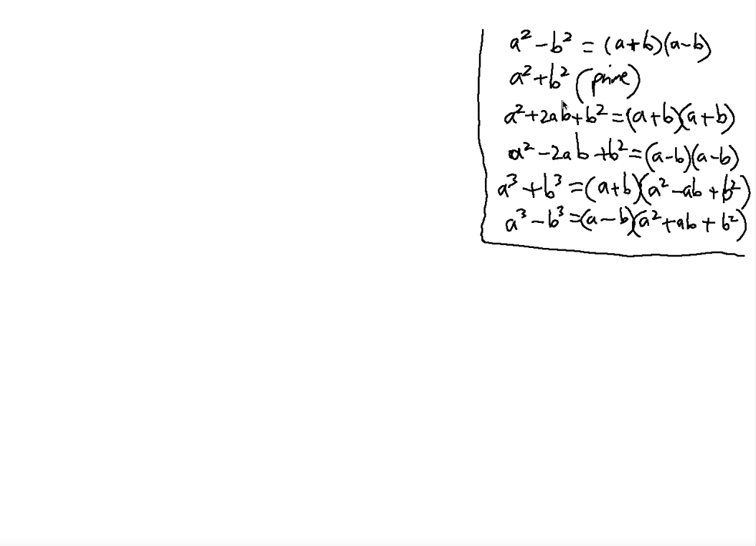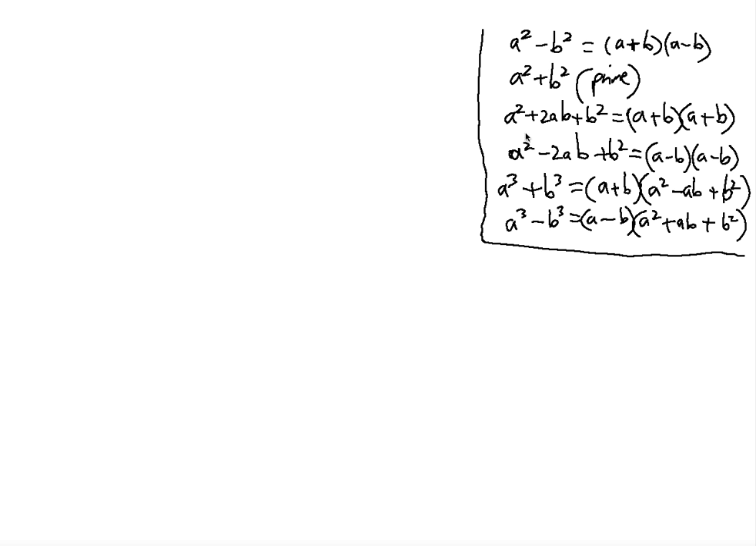Okay, so the first one is the difference of two squares, because you see there's a minus sign, so we're talking about a difference, and then both terms are squares. It is factored accordingly as listed on the right side of the equation. The second type is the sum of two squares. It's called prime because we cannot factor it. It has to be left as it is.